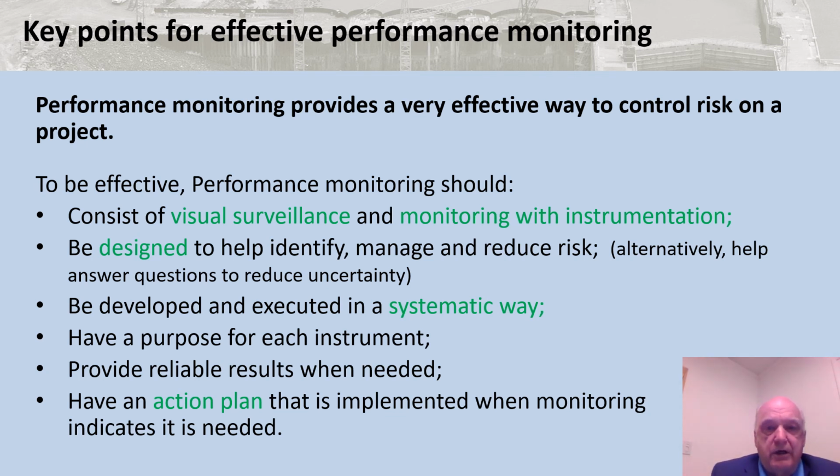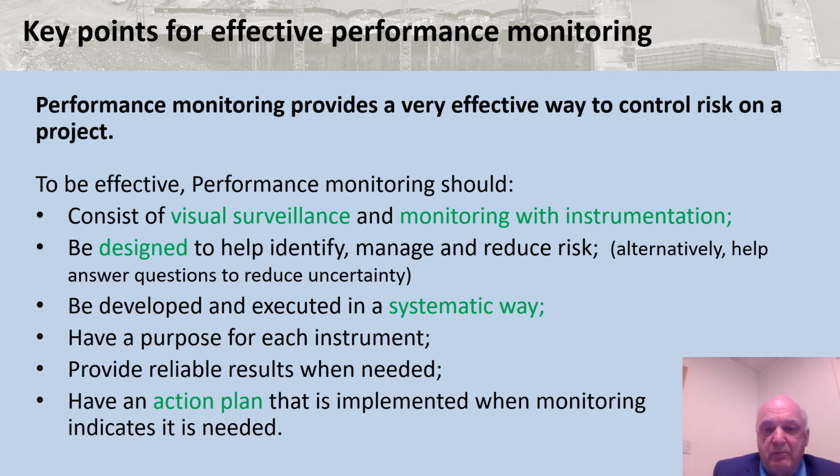So I've mentioned a couple of times effective performance monitoring. These are the elements that are necessary to really make all this stuff work. You can't have a great program with one weak link. A good performance monitoring program consists of visual surveillance and the monitoring with instrumentation. It's got to be designed in a way that it focuses on helping to identify and manage risks. To do that, we do it in a systematic way, and I give lectures on what is a systematic way. If you're interested, let me know, and I can even send you some writing about that.